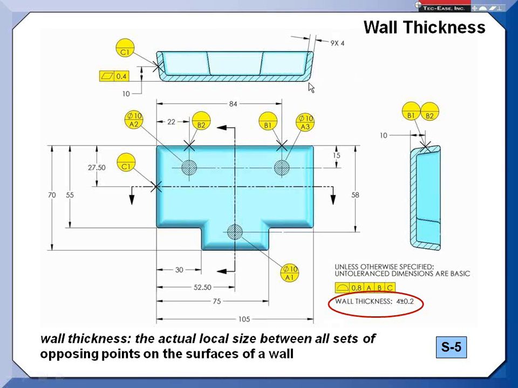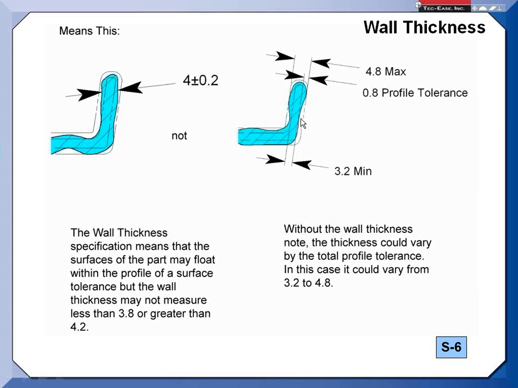So that 0.8 is all over this part unless I state otherwise, which means you have a 0.8 on this surface and a 0.8 on that surface. And if that's all I did, if I didn't have this wall thickness here as a refinement, your wall could vary from 3.2 millimeters to 4.8 if you take the 0.8 here and the 0.8 there on both those surfaces.